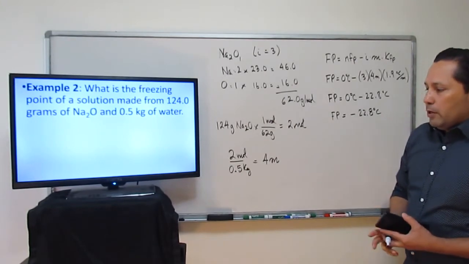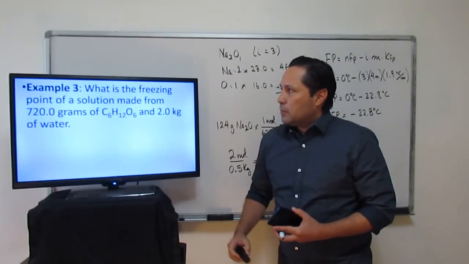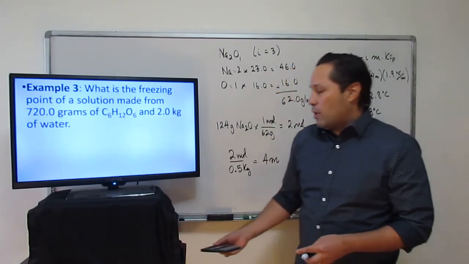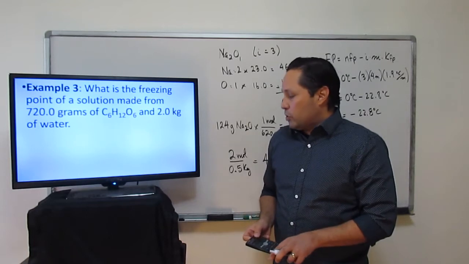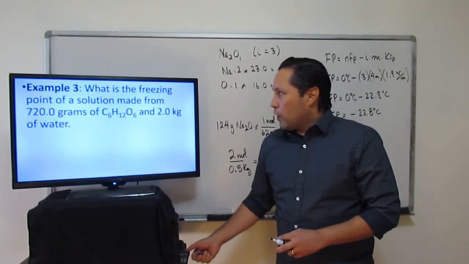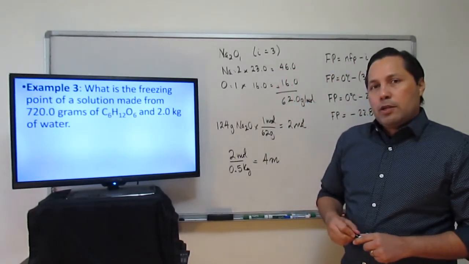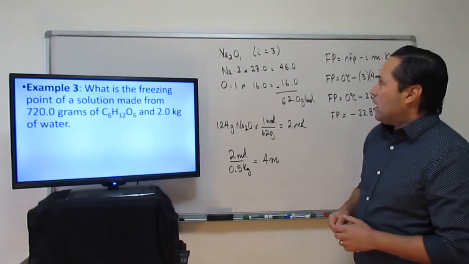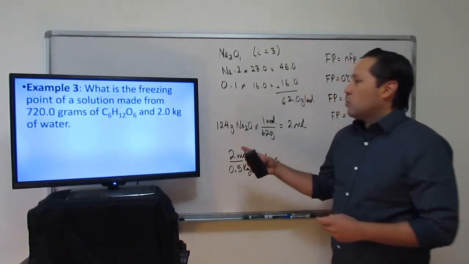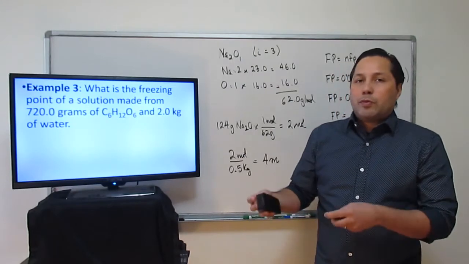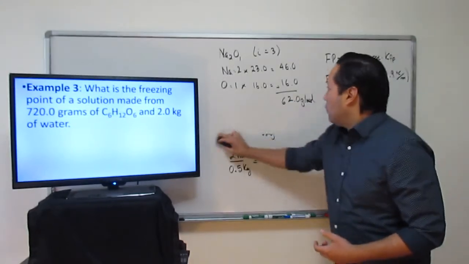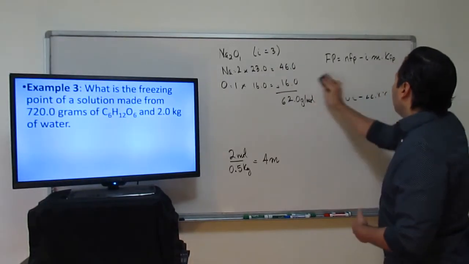Let's go ahead and take a look at another example. In example 3, they ask you what is the freezing point of a solution made from 720 grams of C6H12O6 as glucose and 2 kilograms of water. So very similar problem. We're going to end up doing much of the same, where you need to find the molar mass first. Then we're going to use that to convert the 720 grams from grams to moles. And then we're going to find the molality, plug it into the formula, and solve.